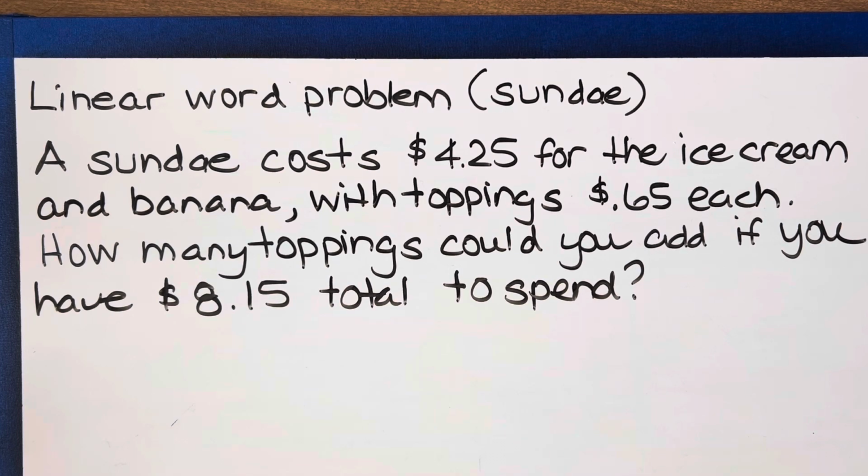$4.25 for the ice cream and banana, with toppings 65 cents each. How many toppings could you add if you have $8.15 total to spend?